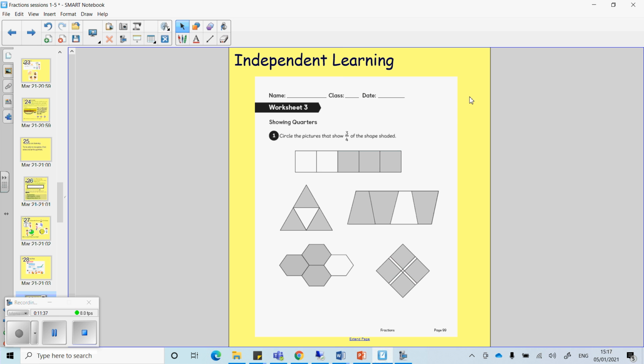Your independent learning today is all about finding those quarters. So it says circle the pictures that show 3/4 of the shape shaded. Remember, 3/4 means 3 parts out of 4 equal parts. So first of all, I am going to look for pictures which show 4 equal parts. And then I'm going to find out if any of the pictures have 3 of those 4 equal parts shaded. You can put a circle around the ones that you think are correct.